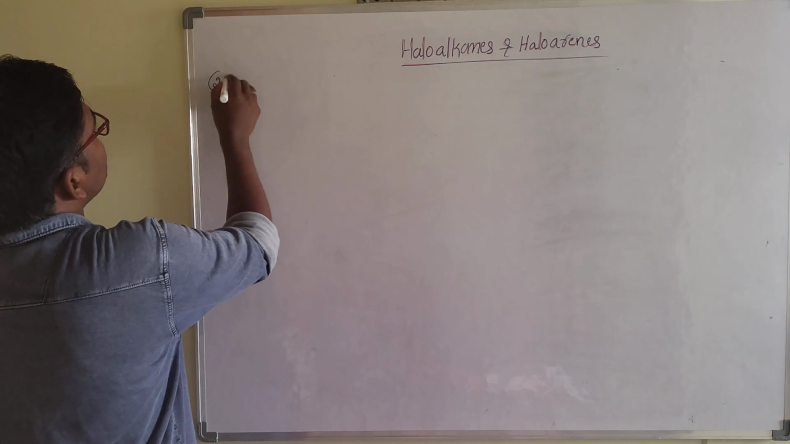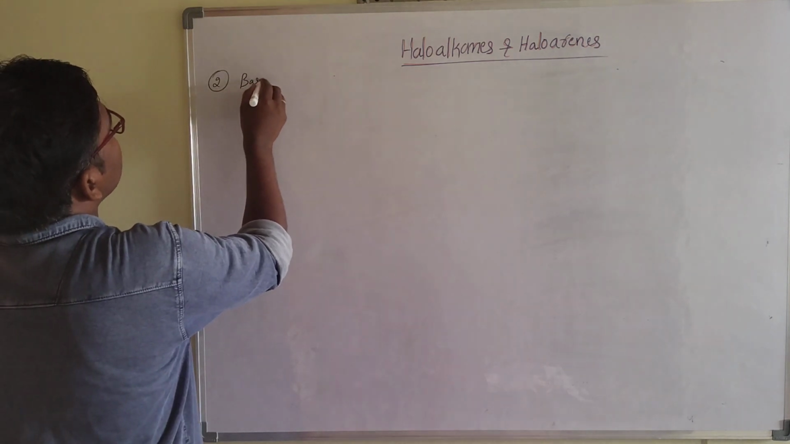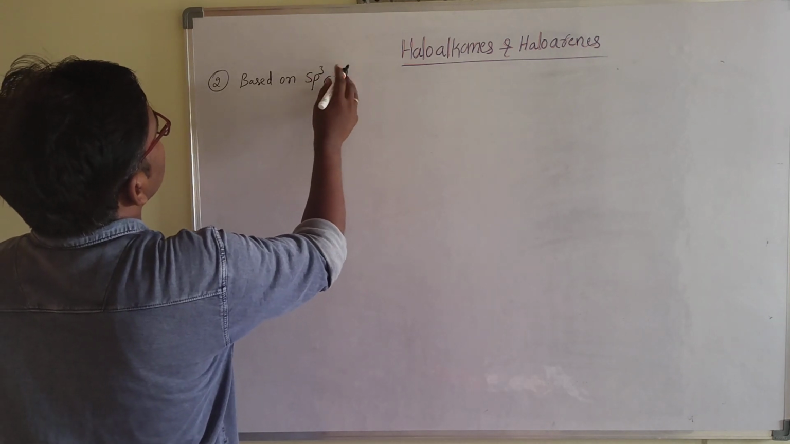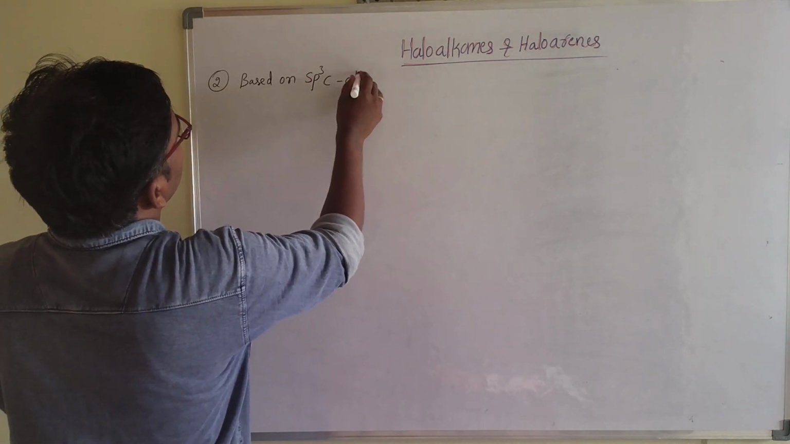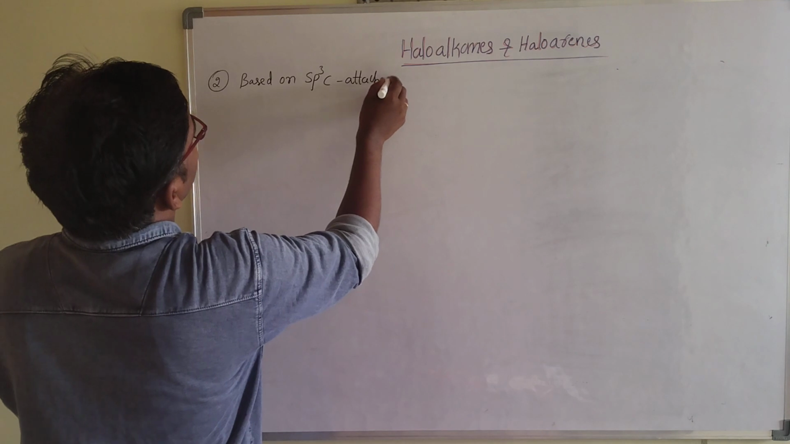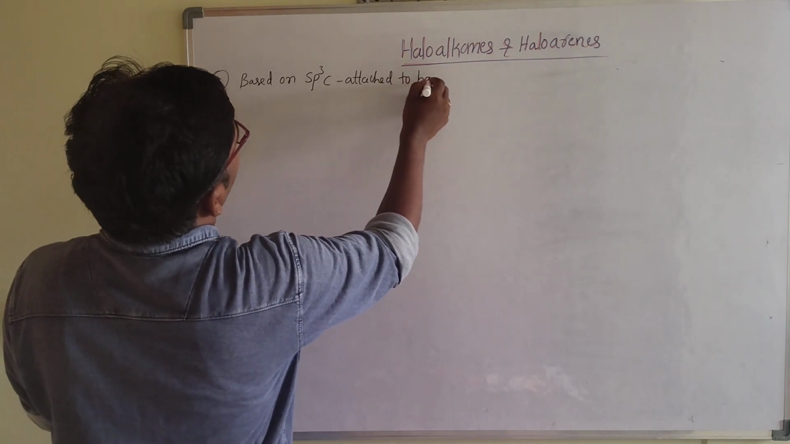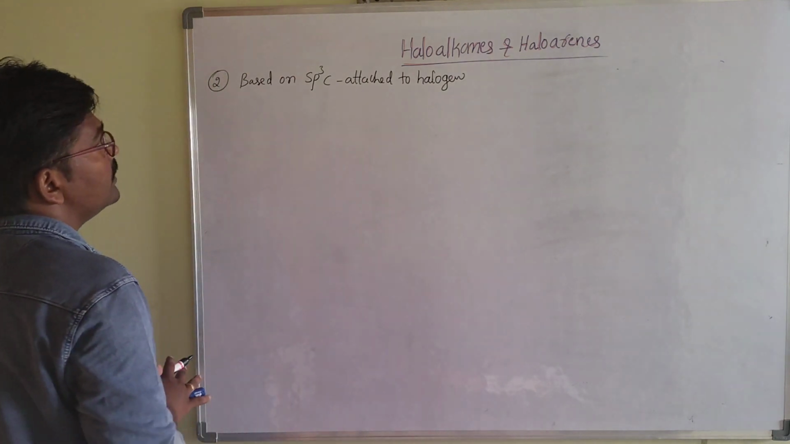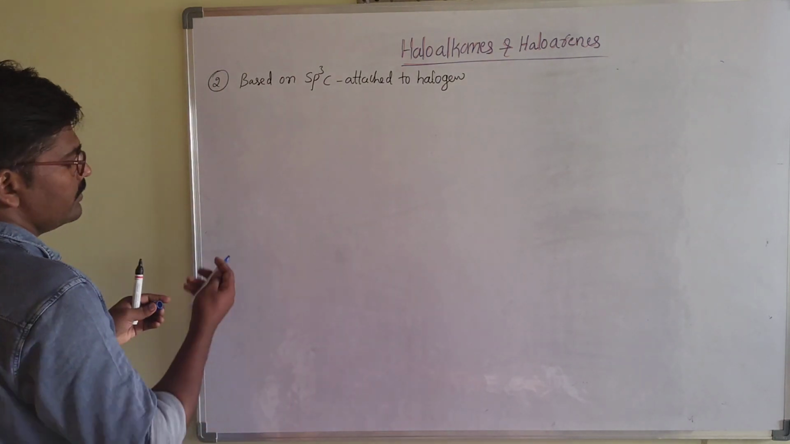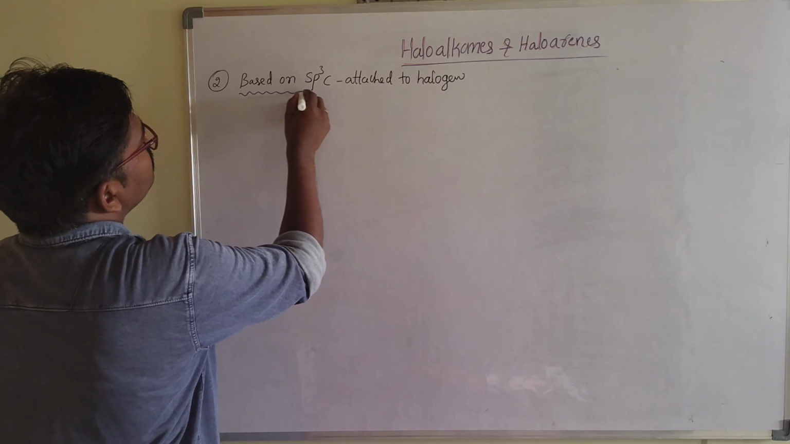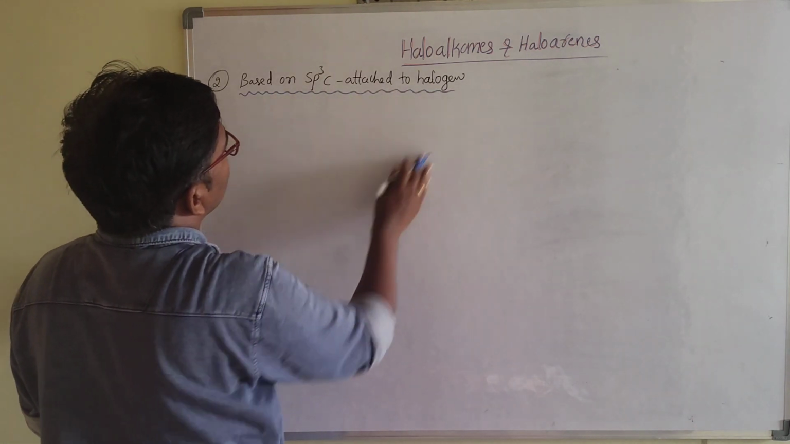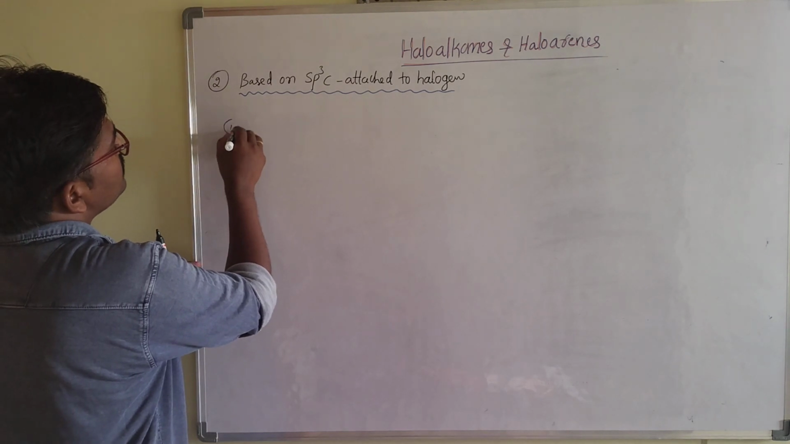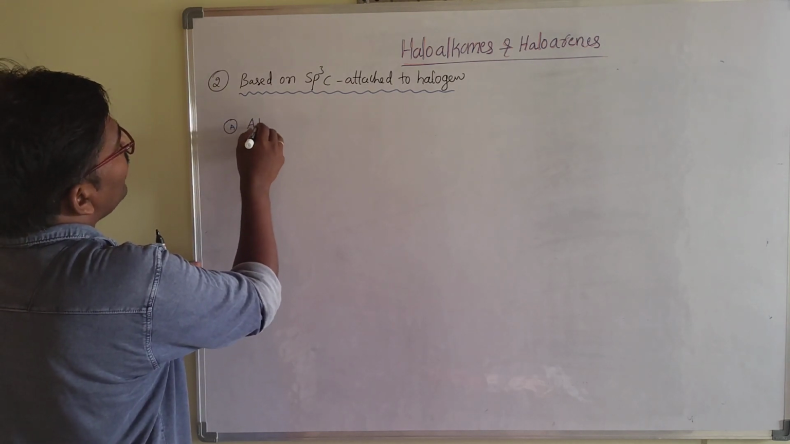So look at the second classification. It is based on sp3 hybridized carbon attached to halogen. So how is it attached? Observe it. So the first one in this is alkyl halides.